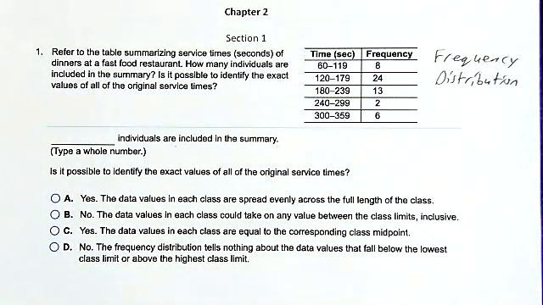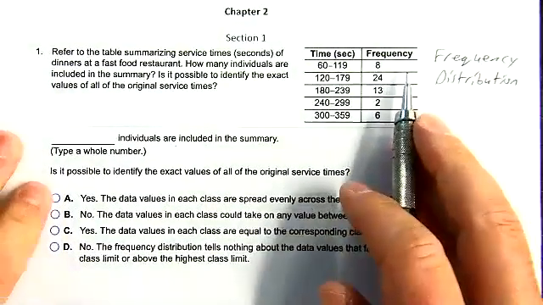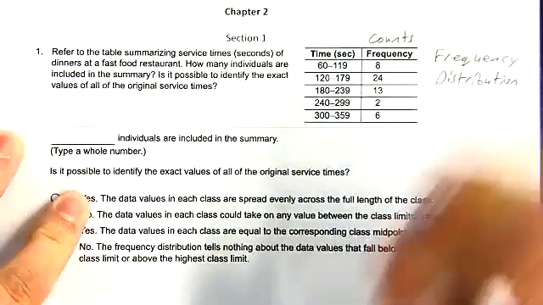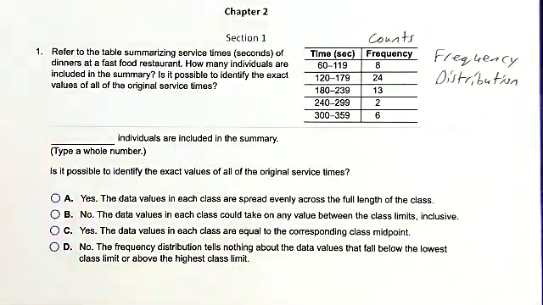Okay, so they're just counting. And that's what these frequencies are. So these frequencies here are just counts. It could be cars, it could be people, it could be anything that you could count as a whole number.